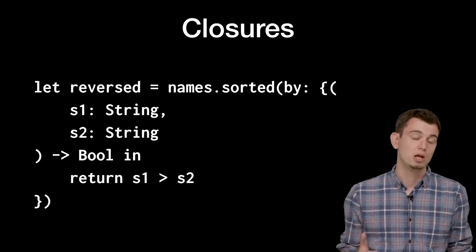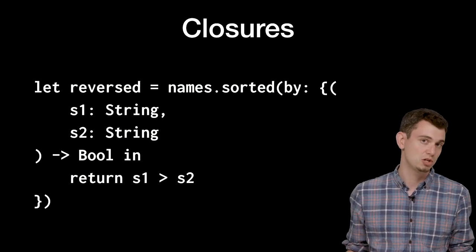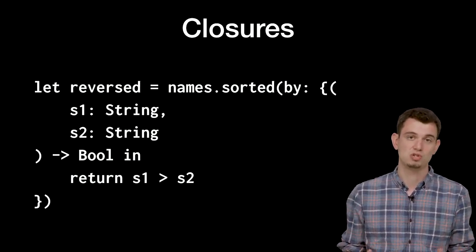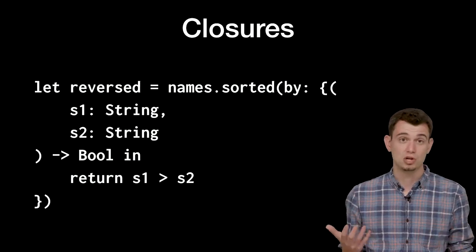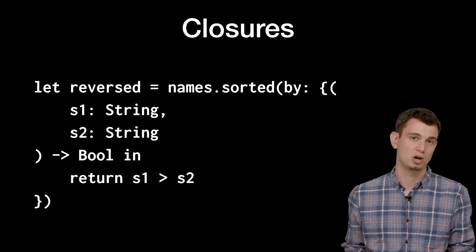After that Boolean, we have this keyword in, and then we specify the body of the function. So this function is really simple. We can just say if s1 is greater than s2, that's going to return true or false. And this is the comparison function that's going to be used to sort our list.